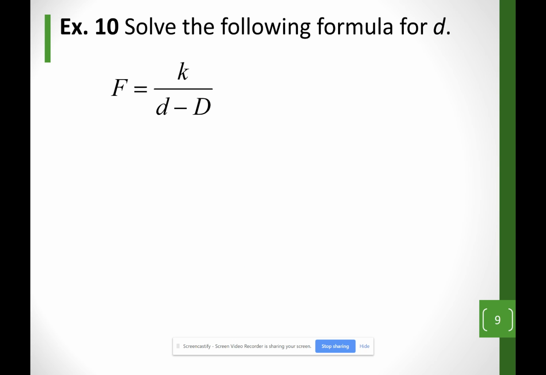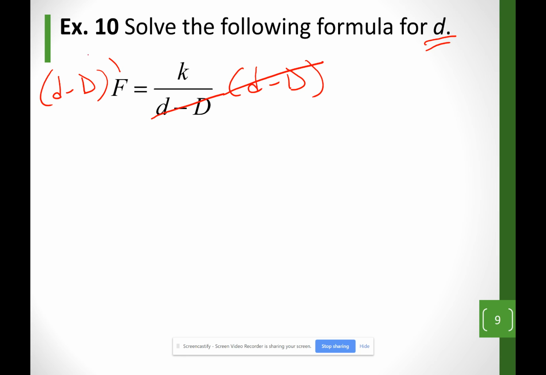Now here, we're solving for d. So that's the little one, the little d is the one I want by itself. Let me multiply both sides by d minus d. So little d minus big D. The reason why, because I'm going to get rid of fractions.